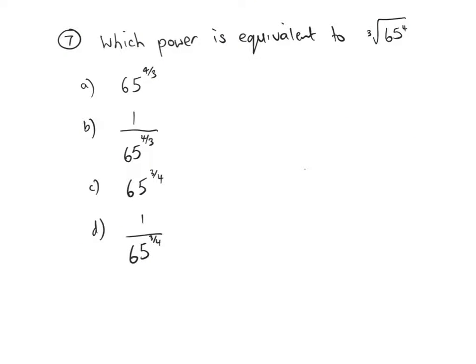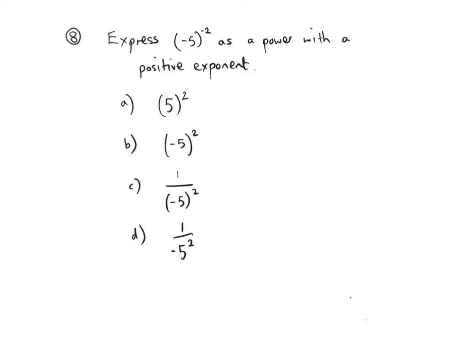So it's question 7 here. Unfortunately, the dog has chewed up the paper, so I can't photocopy it. Which power is equivalent to the cube root of 65 to the 4th? A, B, C, or D. Question 8, express negative 5 in brackets to the negative 2 as a power with a positive exponent. Remember that positive exponent? A, B, C, or D.